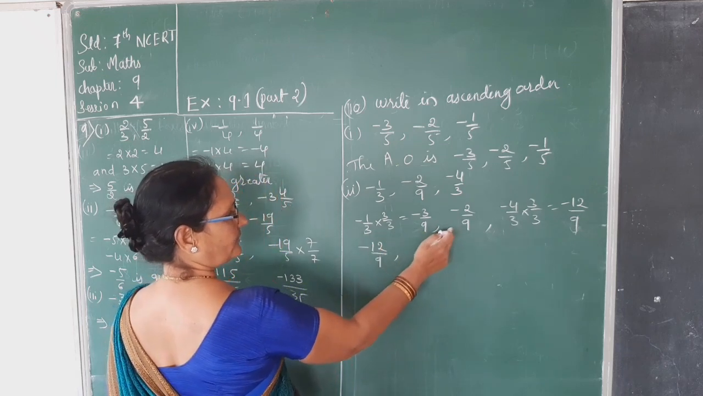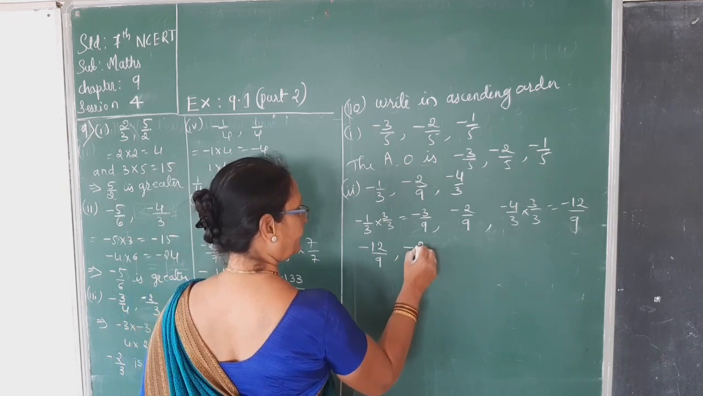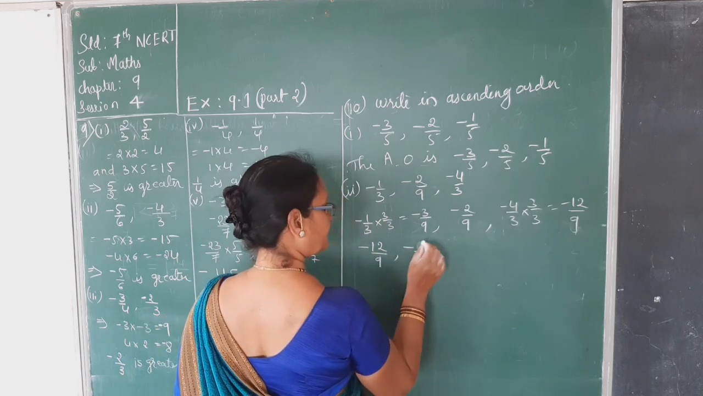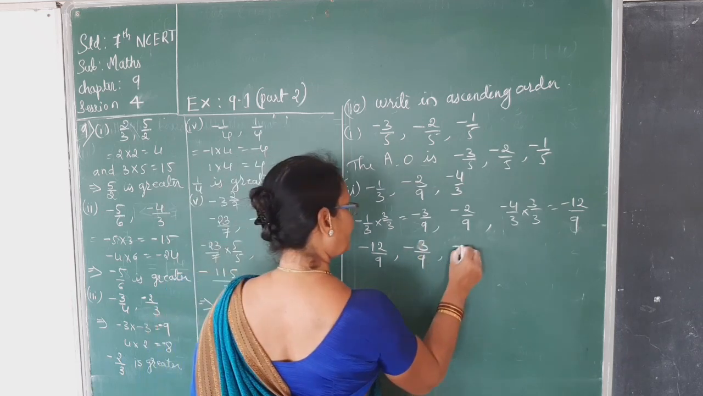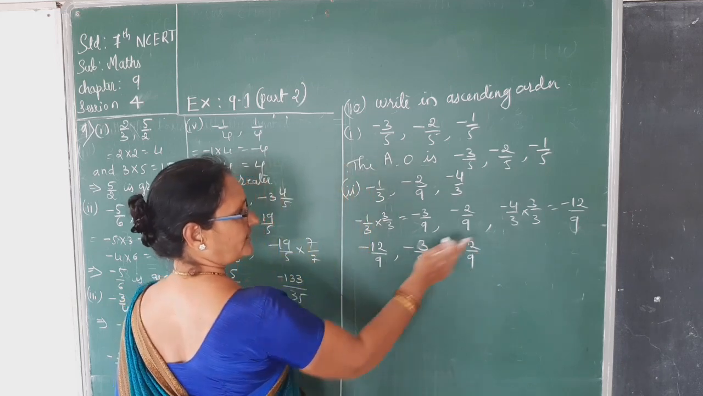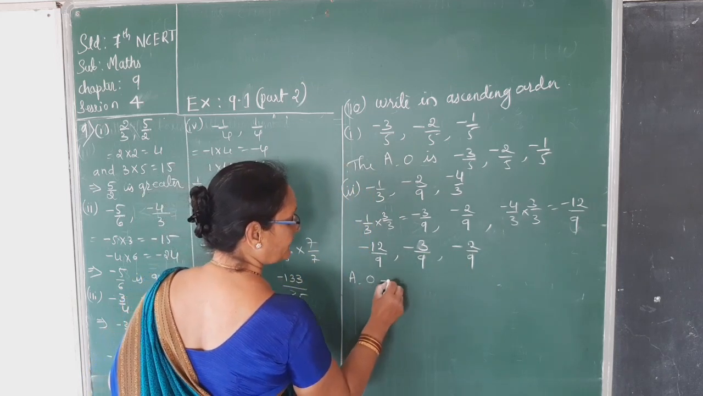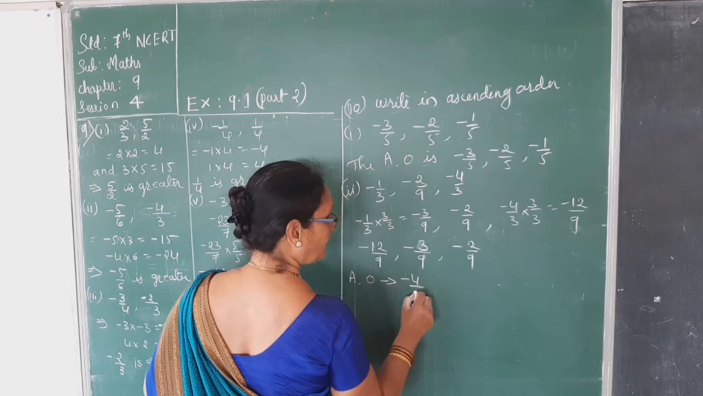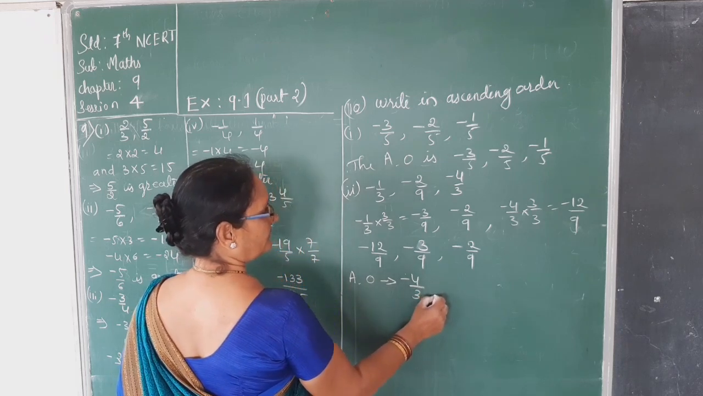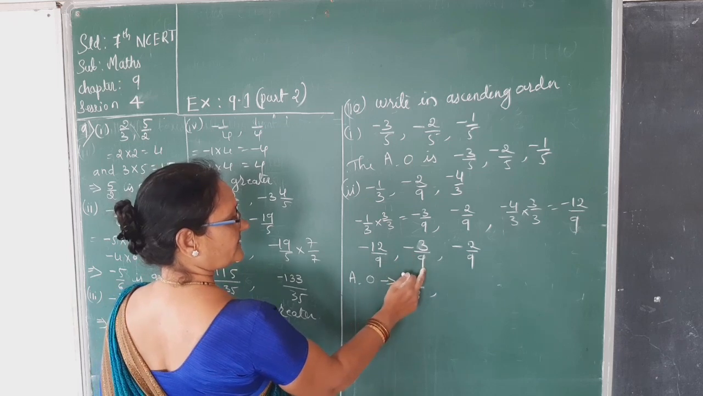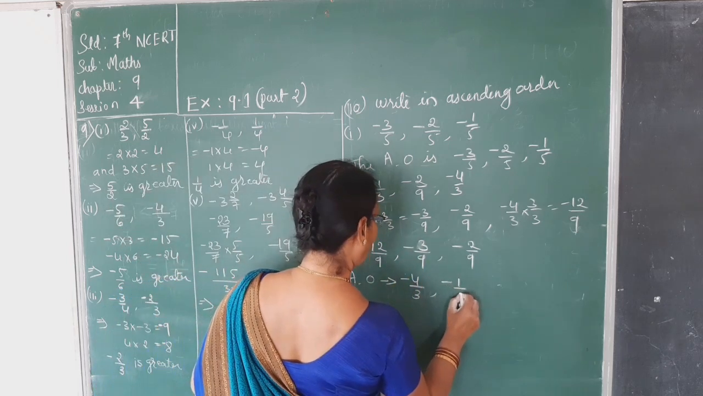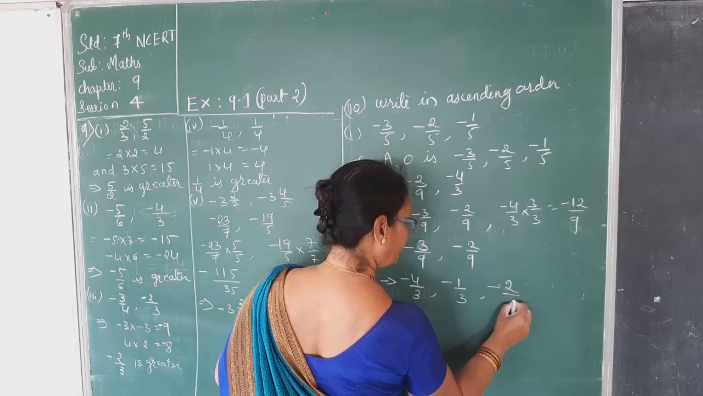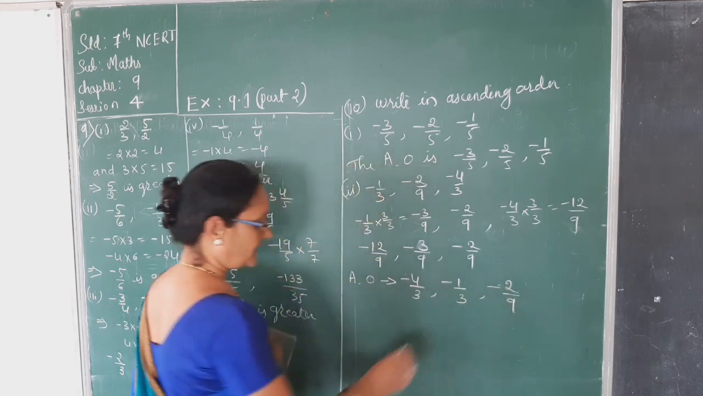Afterwards minus 3 by 9, and then minus 2 by 9. Therefore the ascending order is minus 12 by 9, which means minus 4 by 3. And then afterwards, minus 3 by 9, which is minus 1 by 3. And then next comes minus 2 by 9. This is the ascending order.